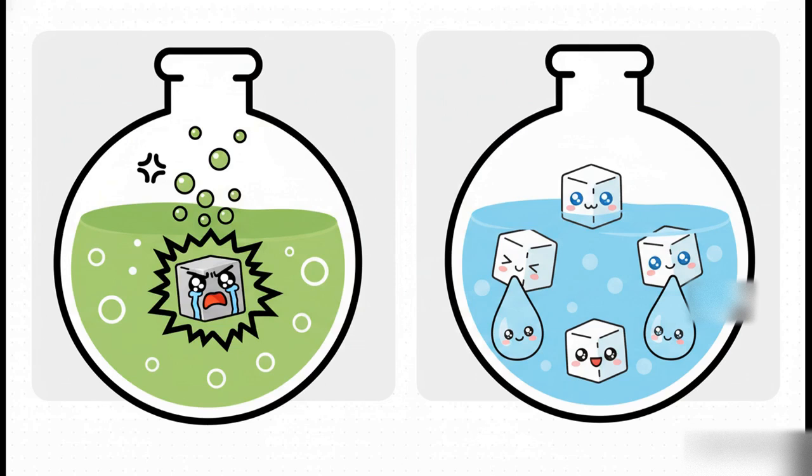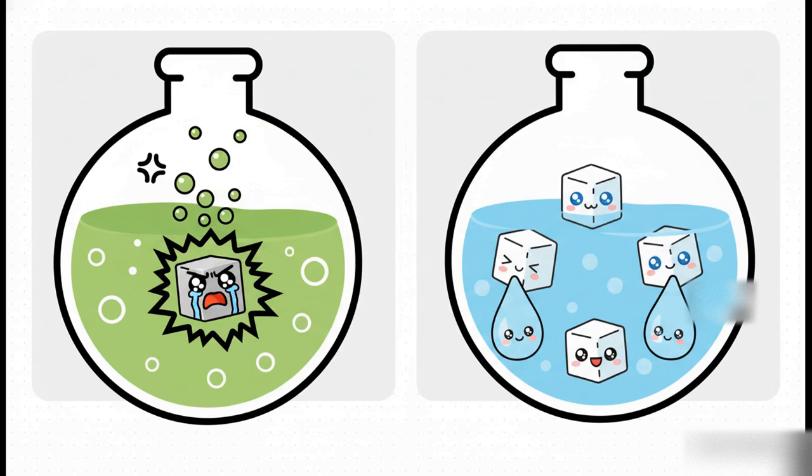Imagine we've got 2 beakers. In the first one, we drop a piece of aluminum into some concentrated acid. Instantly, it starts bubbling and reacting. A totally new substance is being formed there. That's a chemical change.